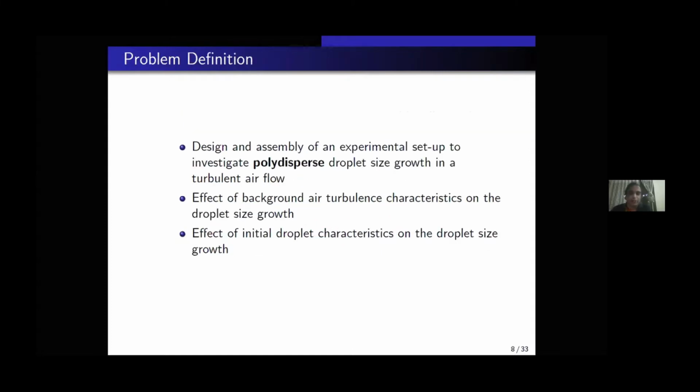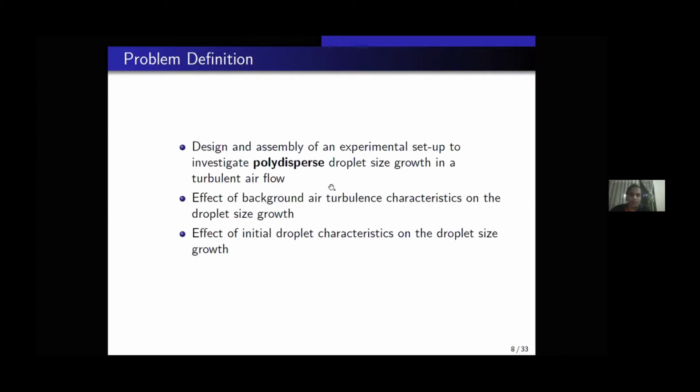And this is an experimental piece of work. So that's another reason why we were quite excited to do this. Always wondering if we could set up a cloud-like situation in the lab. So this is a first baby step towards doing that. So the three main objectives were, can we design and assemble an experimental setup to investigate polydisperse droplet size growth in a turbulent airflow? The second is, let's say we fix the droplet field characteristics. Can we study the effects of the background air turbulence characteristics? And finally, in fact, these were not the three problems that we identified in the beginning, but based on what we learned from this problem of the effect of background air turbulence characteristics, we went on to fix the air turbulence characteristics and said, let's study the effects of the initial droplet field characteristics.